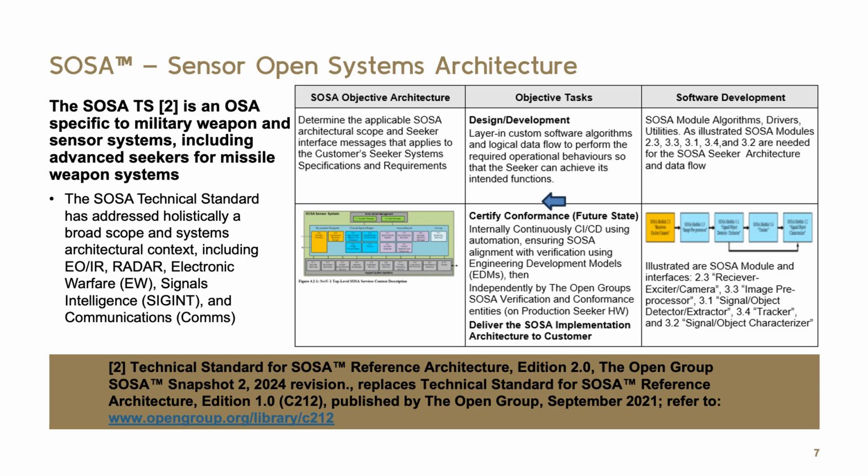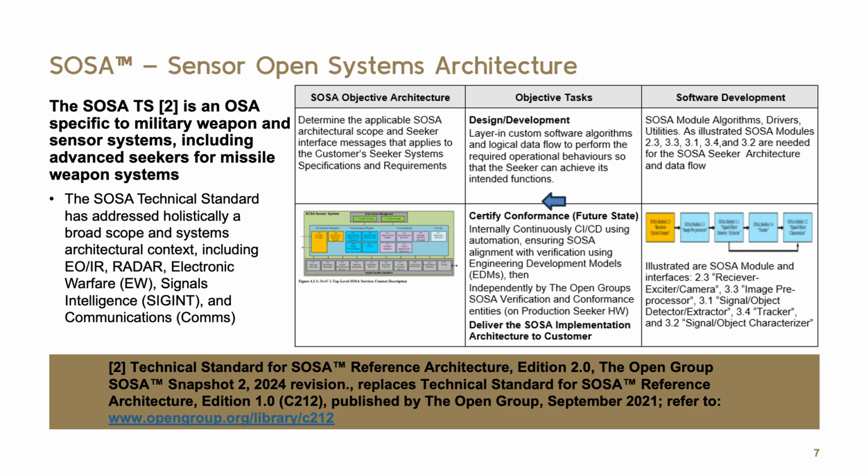First and foremost, in no particular order, but it's left to right in the actual conceptual integrated weapon system that we do. The first one is SOSA, and the tables from left to right will show the objective architecture, the tasks that are required through developing the architecture, and other software development activities.